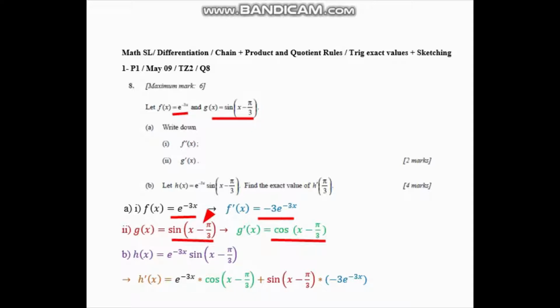Now in question B you are required to use the product rule, because we have h of x equals e to the negative 3x multiplied by sine of x minus pi over 3. This is a product of two different functions. We're going to use the product rule, uv dash plus vu dash, and I've used the same colors in this expression as the ones above so that you can relate. Take a minute to look at the answer before I move on.